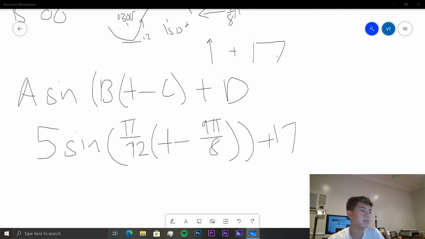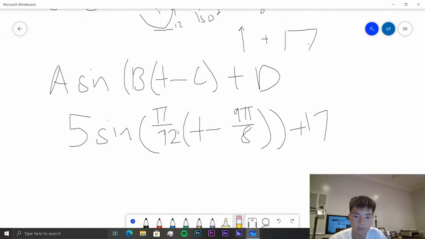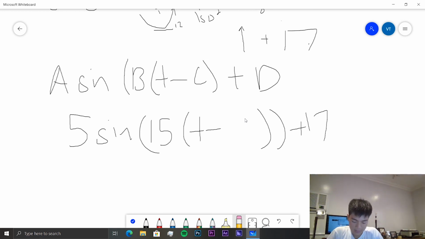Oh, it's in degrees. Oh, they're making us do it in degrees. Okay, in that case, the period is 360 over 24, not 2 pi over 24. So 360 over 24 is 15. And let me change this to be in degrees. 9 pi over 8 is equal to 9 over 8 pi times 360 over 2 pi. So 9 over 8 times 360 divided by 2. So it should be like 202.5. Oh, okay, that's interesting. I never thought of it that way.